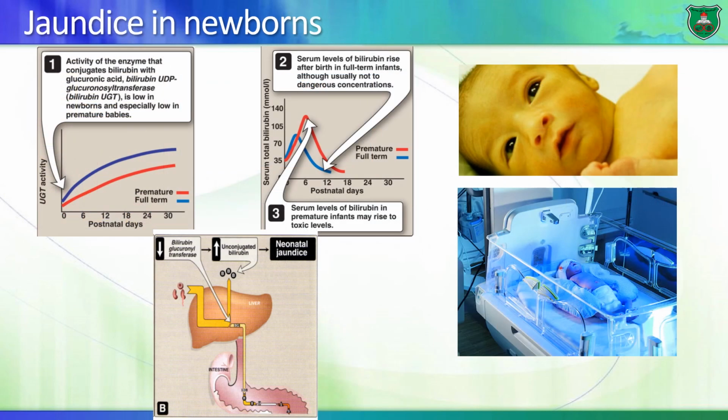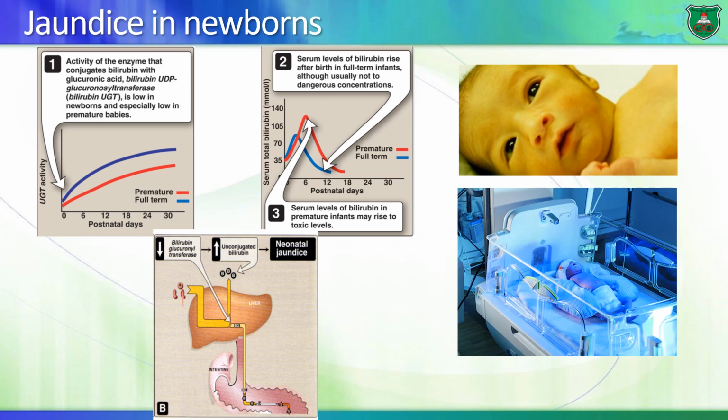Now, jaundice can also affect infants as well. And the thing is, the glucuronosyl transferase enzyme that conjugates bilirubin with glucuronides is not very active at birth. Now its activity increases with time. So within about 2 weeks, the enzyme or the liver would be able to efficiently conjugate bilirubin with glucuronides.